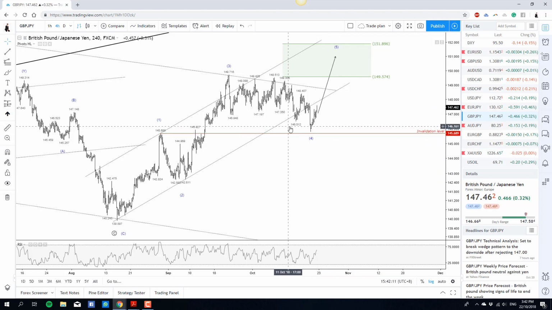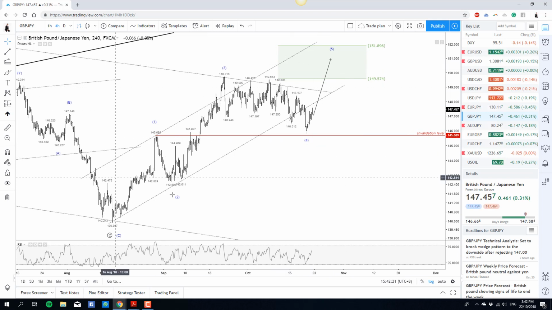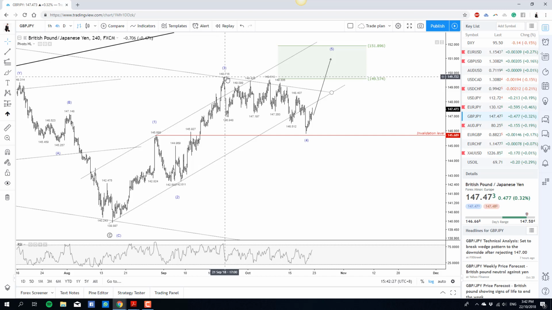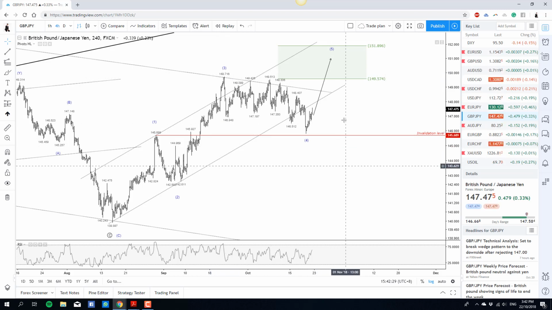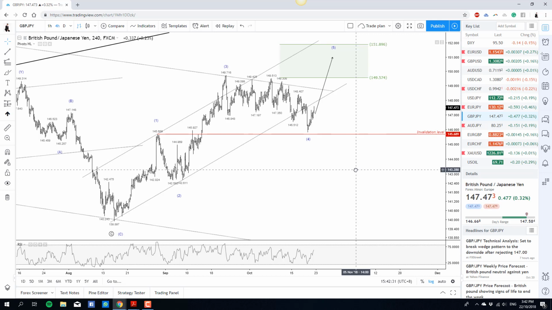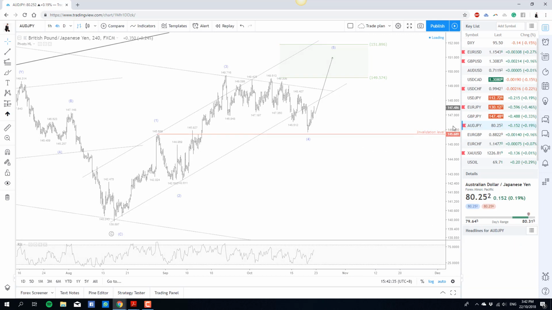So how do we know which is developing? As long as price continues to respect this invalidation level of 145.68, this whole perspective is still valid, which means we expect price to break above the previous high of 149.71. So this is something that we'll monitor for the week, to see how it's going to go.